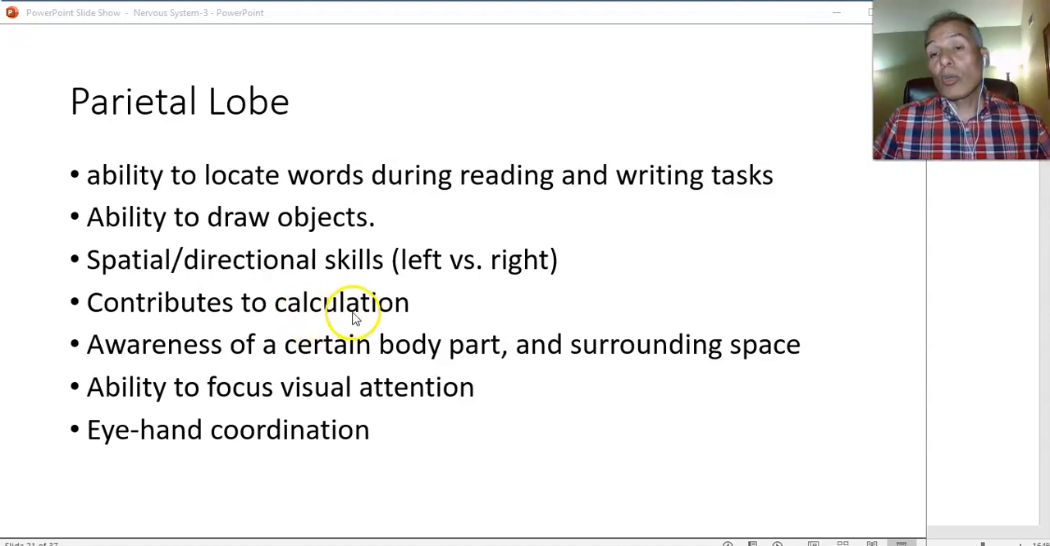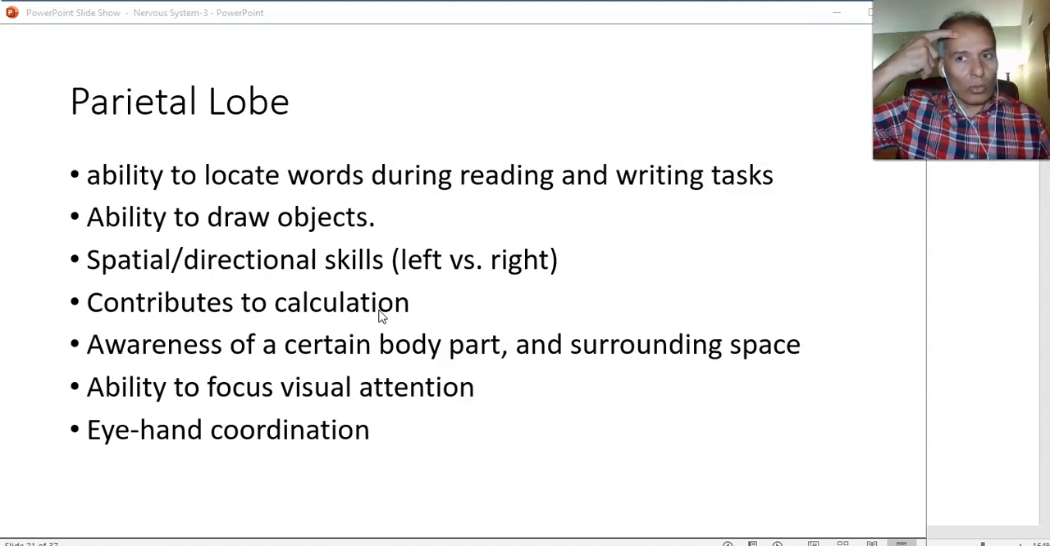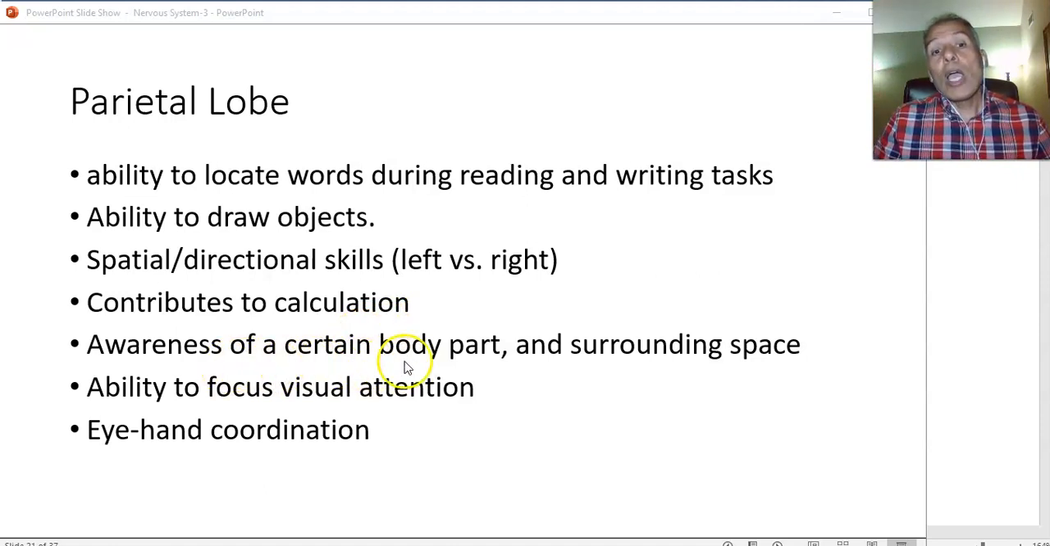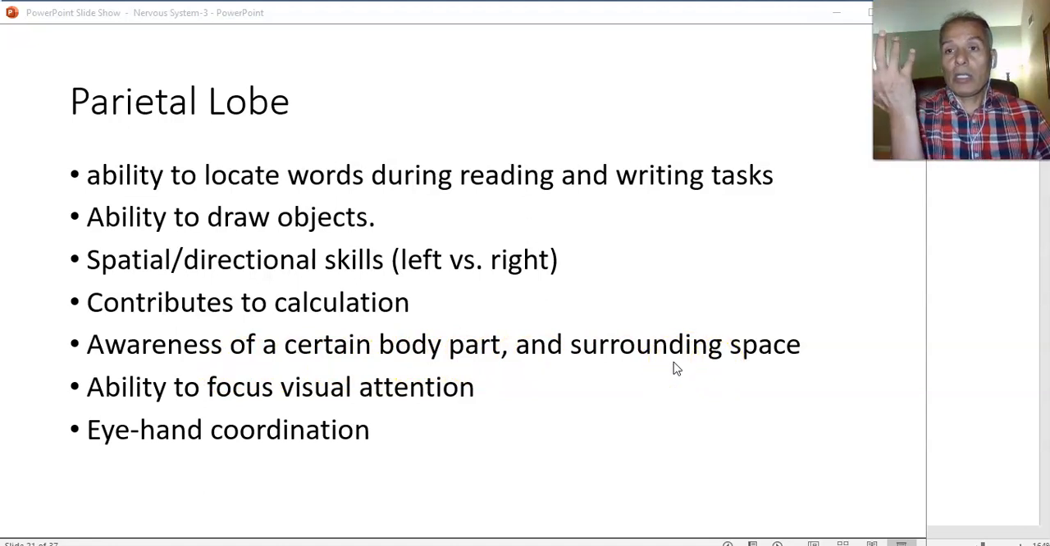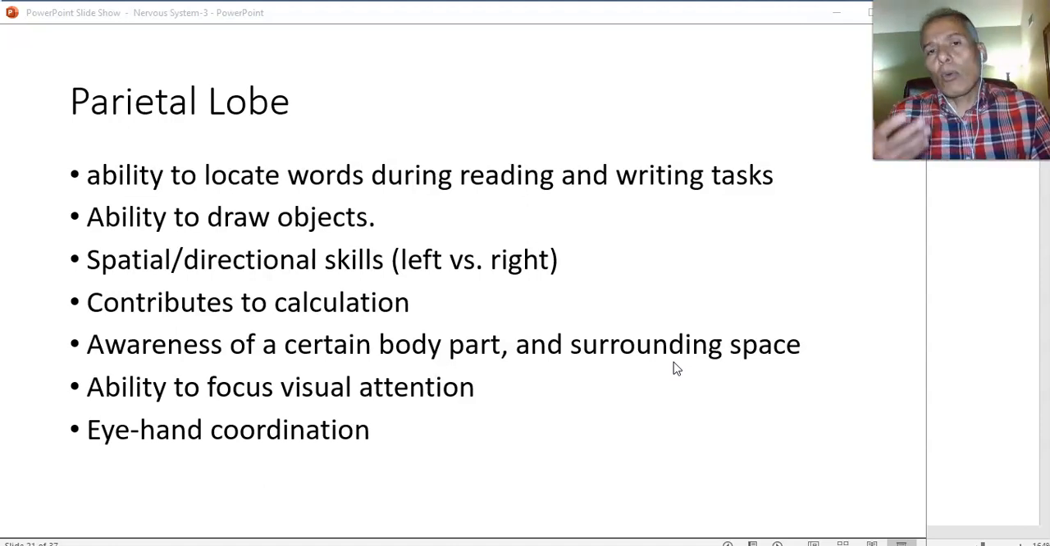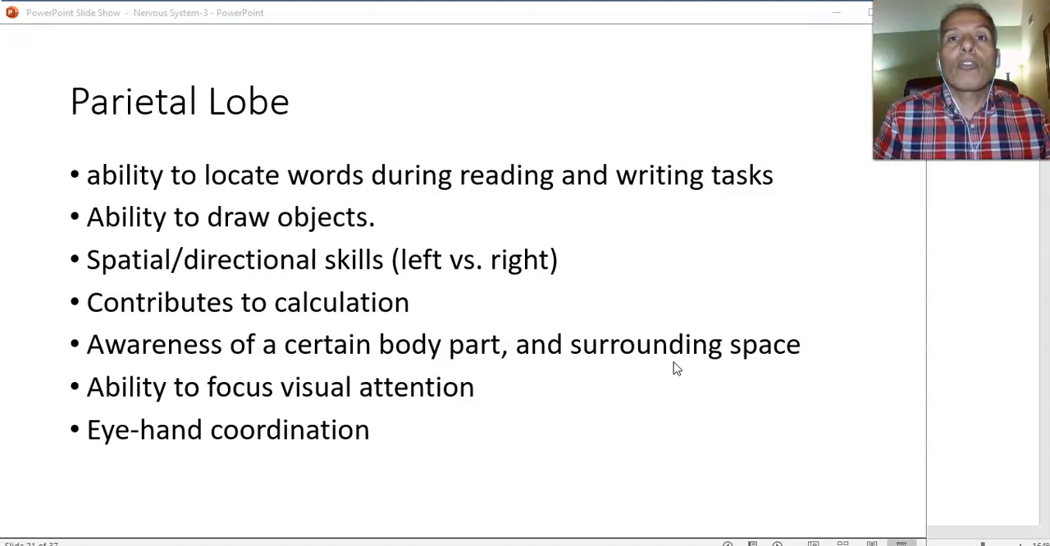It contributes to calculations because, like I said, it has a superhighway that goes from the parietal cortex to the frontal part of the brain. That is a big contributor to your IQ. It enables you to be aware of certain body parts and also the surrounding space. Some people don't recognize the right arm or the left arm. They have something called neglect. They just can't recognize that it is part of their own body.